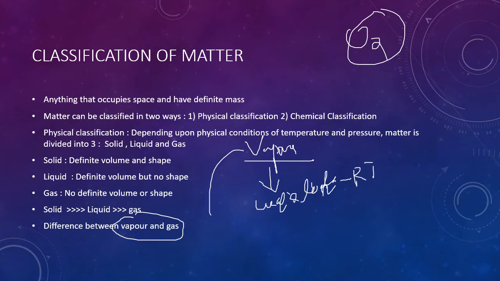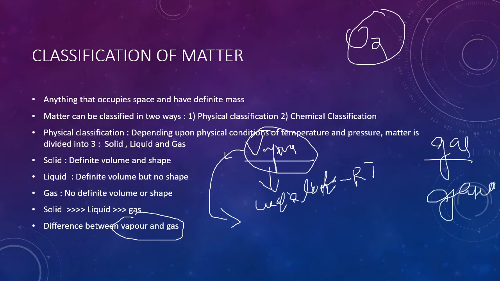So any substance that is a liquid at room temperature and becomes a gas when you increase the heat is known as a vapor. A gas that is liquid at room temperature is known as a vapor. Similarly, a gas that is gaseous itself at room temperature is known as gas itself. All right. So this is the physical classification.